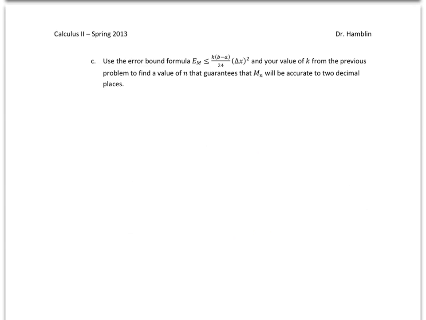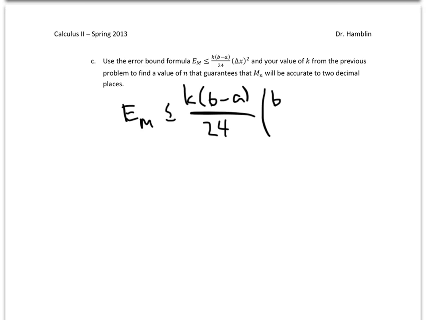So now that we've got that value of k, we want to use our error-bound formula to figure out what value of n would make this integral approximation be as good as we'd like it to be. So in this case we want accuracy to 2 decimal places. So we know that E sub m, the error in the midpoint approximation, is less than or equal to k times b minus a divided by 24 times delta x squared. Now, since we're looking for n, I'm going to write delta x as b minus a over n, and that's being squared. And since I want my accuracy to be within 2 decimal places, that means I want my error to be less than 0.005.